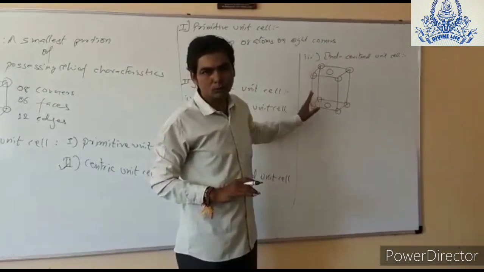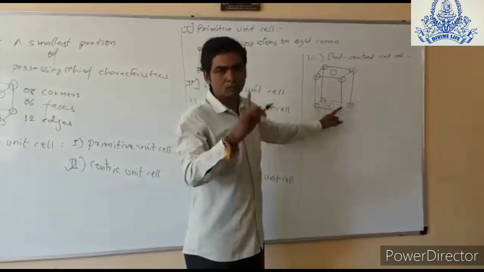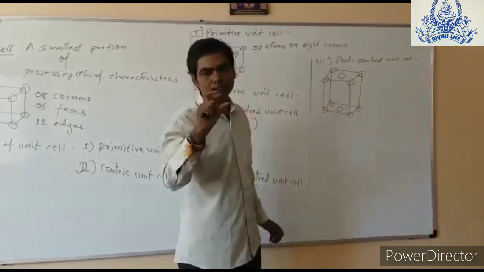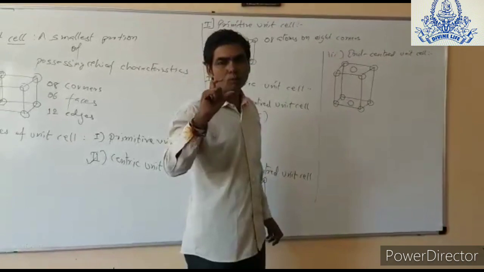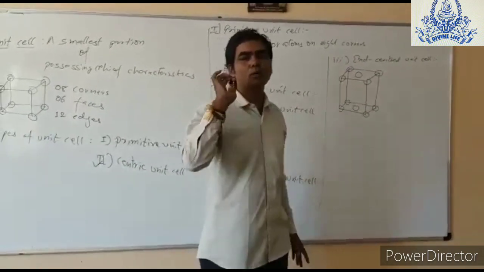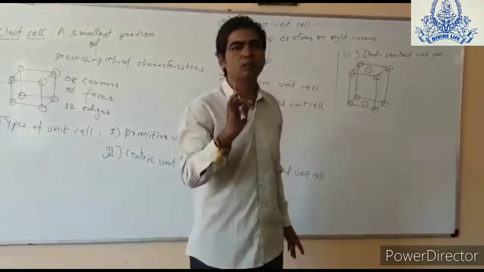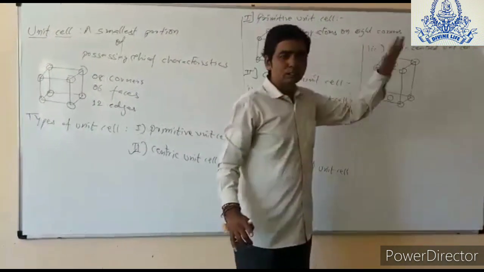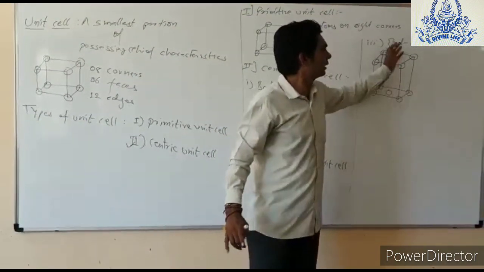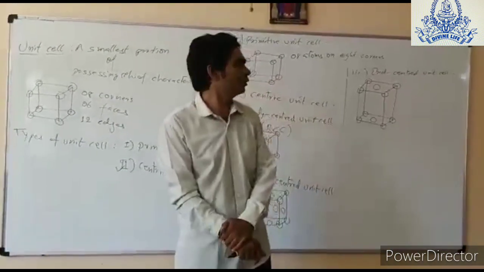So the definition is that in end centered there are 8 atoms on 8 corners and one atom at the center of opposite faces. Or you can also write it as at the center of one pair of opposite faces. If there is one atom there and besides that 8 atoms are on 8 corners, then the structure is an end centered unit cell.